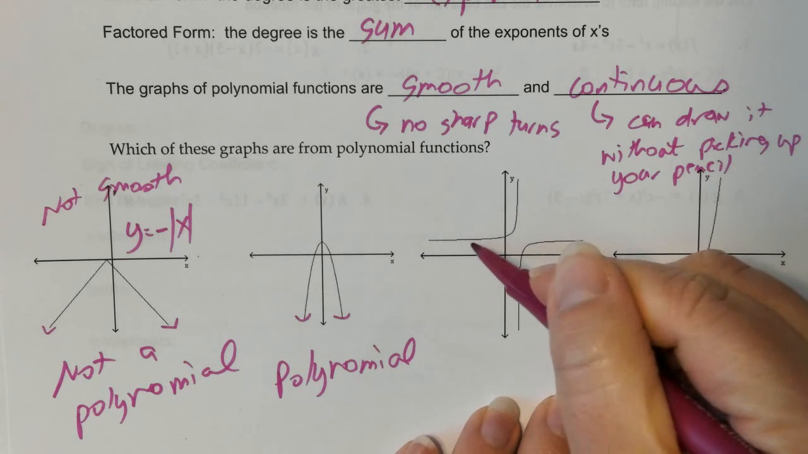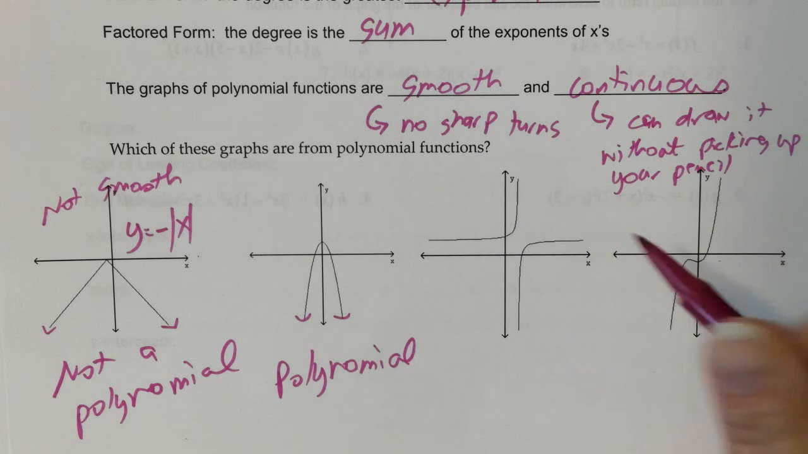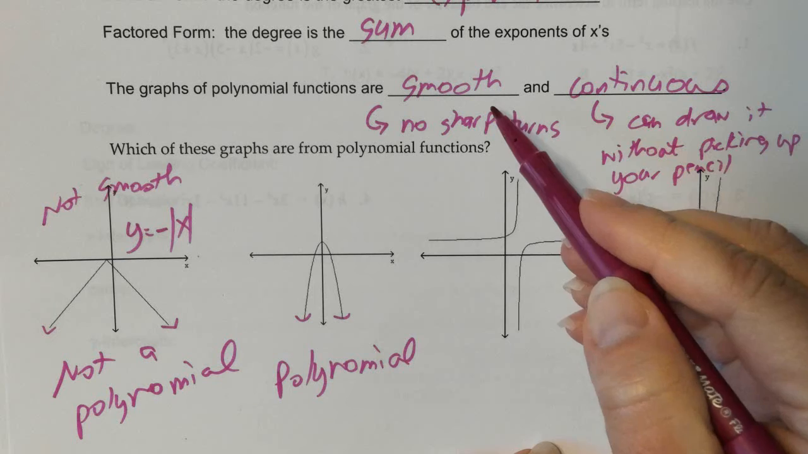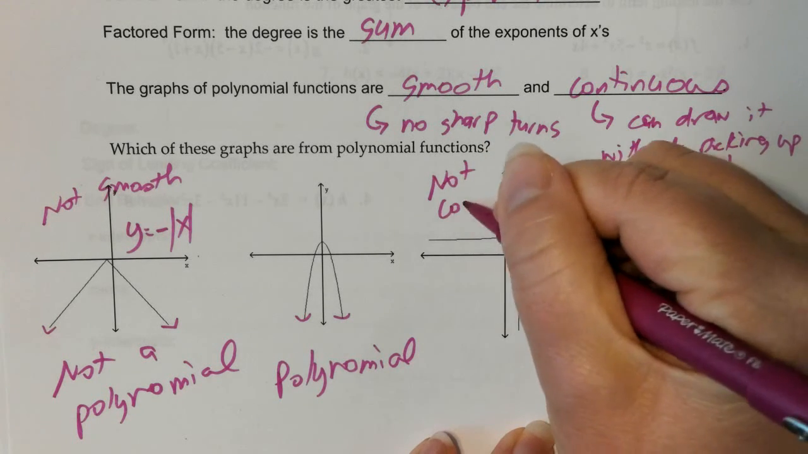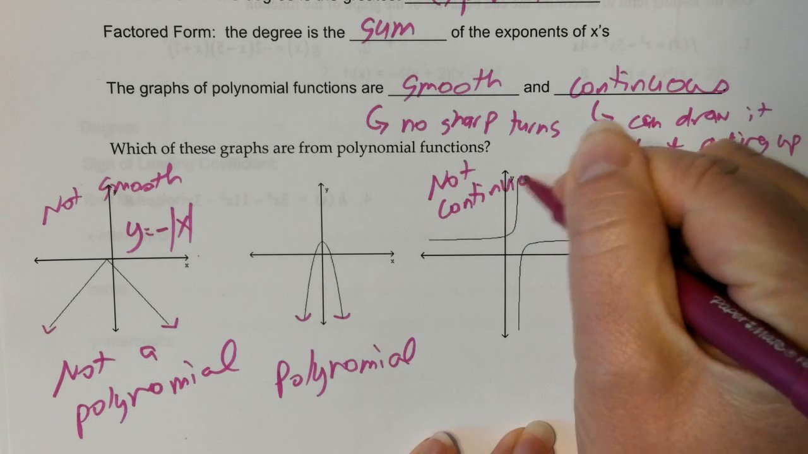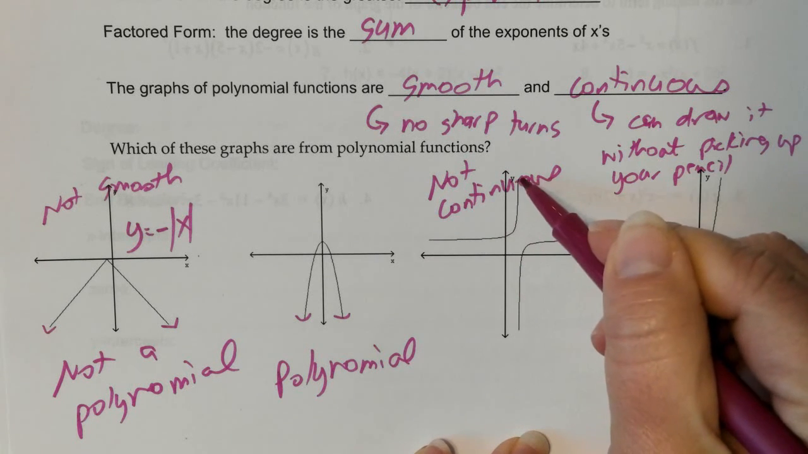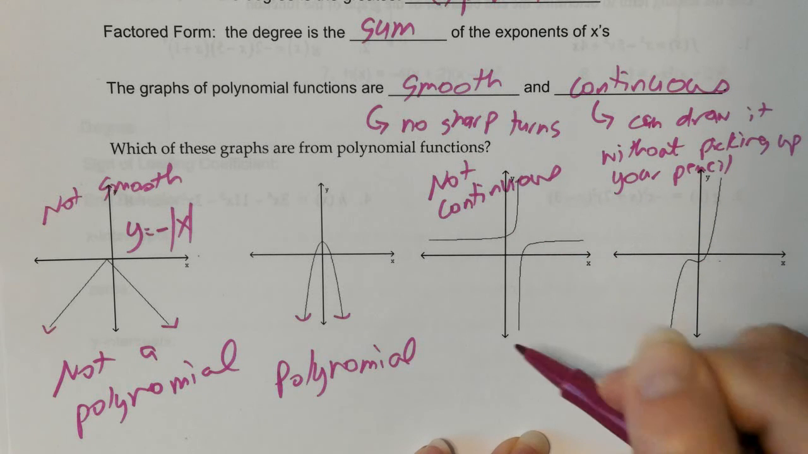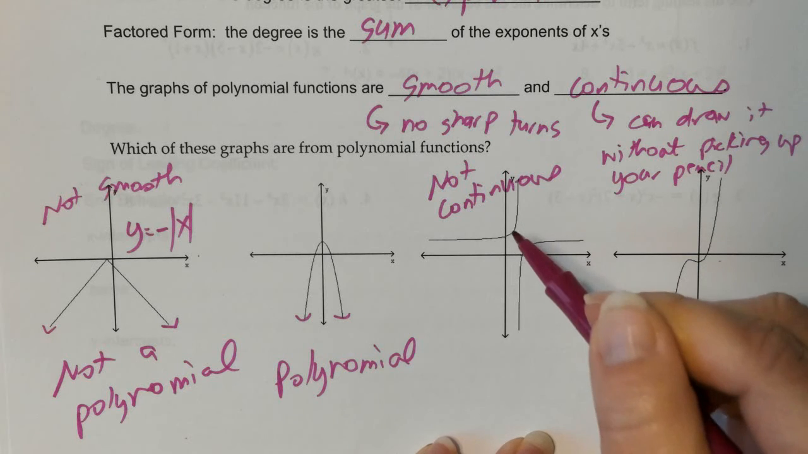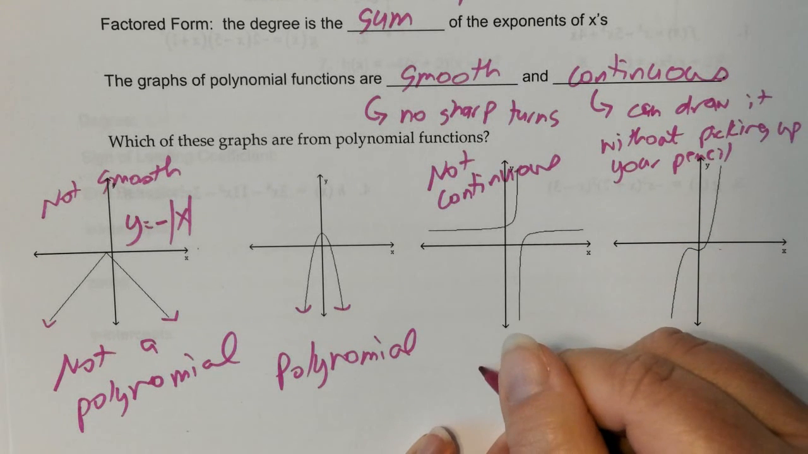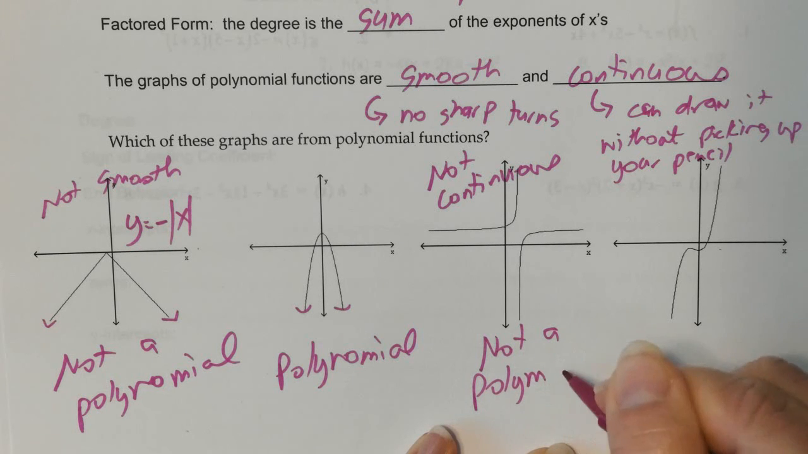The third one is smooth. There are no sharp turns. I draw this part, I draw this part. It did not have any sharp turns. It's smooth. But it's not continuous, because if I drew it, I could draw this part, but then I'd have to pick up my pencil and bring it over here to draw this other part. So this one is not continuous. Because it's not continuous, it is not a polynomial.